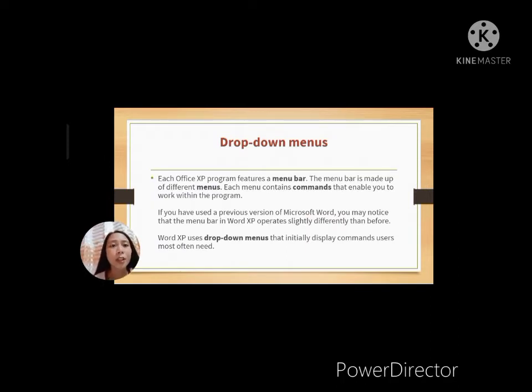Drop-down menus. Each Office XP program features a menu bar. The menu bar is made up of different menus. Each menu contains commands that enable you to work within the program. If you have used a previous version of Microsoft Word, you may notice that the menu bar in Word XP operates slightly differently than before. Word XP uses drop-down menus that initially display commands users most often need.